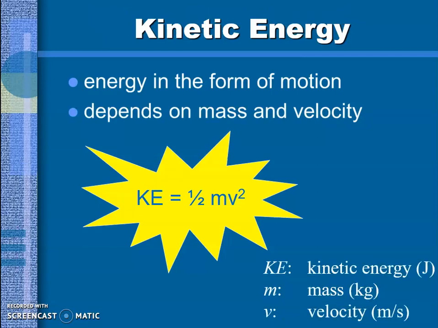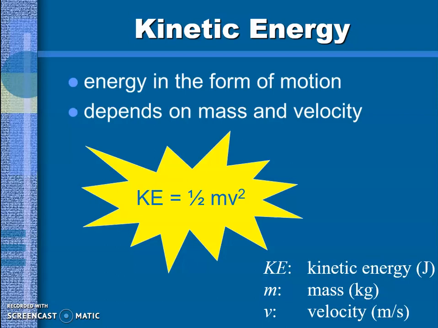Here is our equation for kinetic energy. Remember that kinetic energy depends on mass and velocity. So go ahead and add this equation to your equation sheet. KE equals 1/2 times m times v squared. KE is the kinetic energy. It's a form of energy, so its unit will be joules. M, like it always has, stands for mass. That's going to be in kilograms. And v stands for velocity, which we have studied before, and it is measured in meters per second.